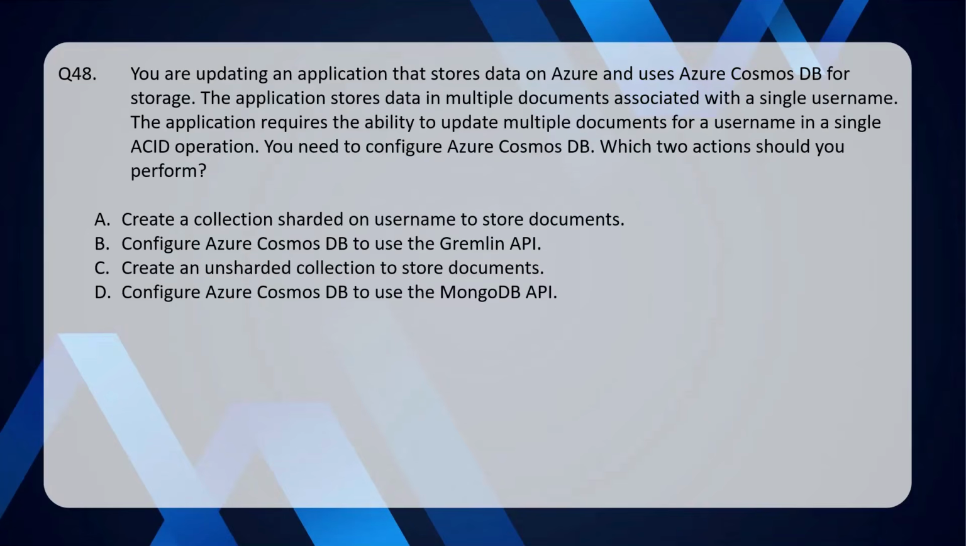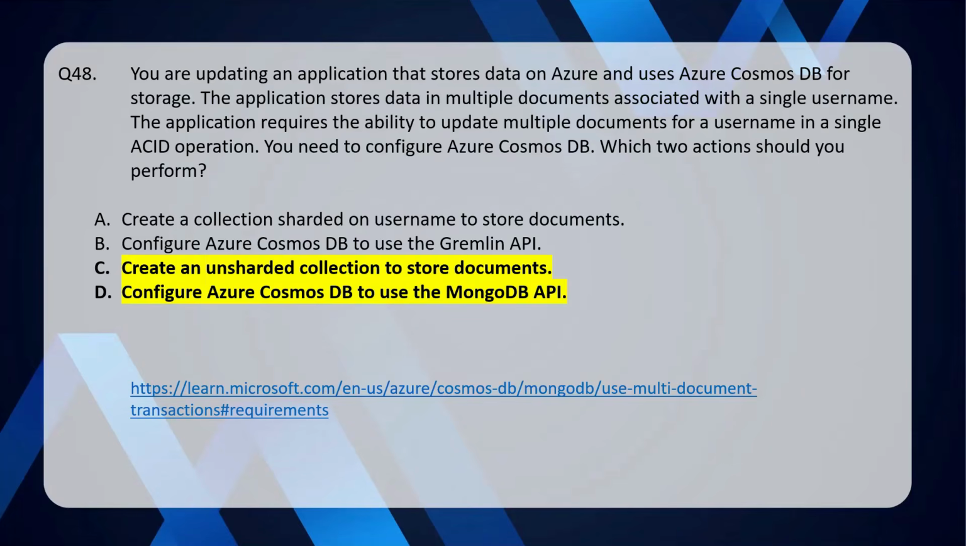Now folks, to update multiple documents for a username in a single ACID operation in Azure Cosmos DB, you need to ensure that the documents are stored in the same logical partition. To do this, you should create an unsharded collection to store documents. This will ensure that all documents are stored in the same logical partition, and you should then configure Azure Cosmos DB to use the MongoDB API. The MongoDB API supports multi-document ACID transactions, which allow you to update multiple documents in a single atomic operation.